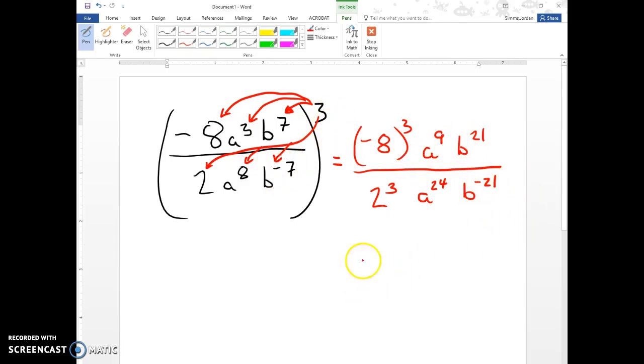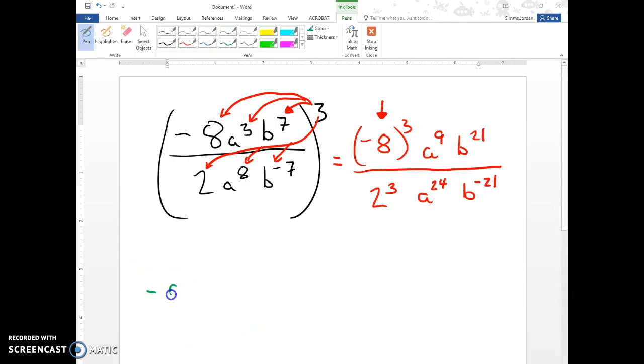So I'm just multiplying everything out right now. I'm not getting crazy with flipping stuff yet. That'll happen. But I do want to focus on these numbers here. I'll just evaluate those a little bit. So -8 cubed, that's like saying -8 times -8 times -8, right?